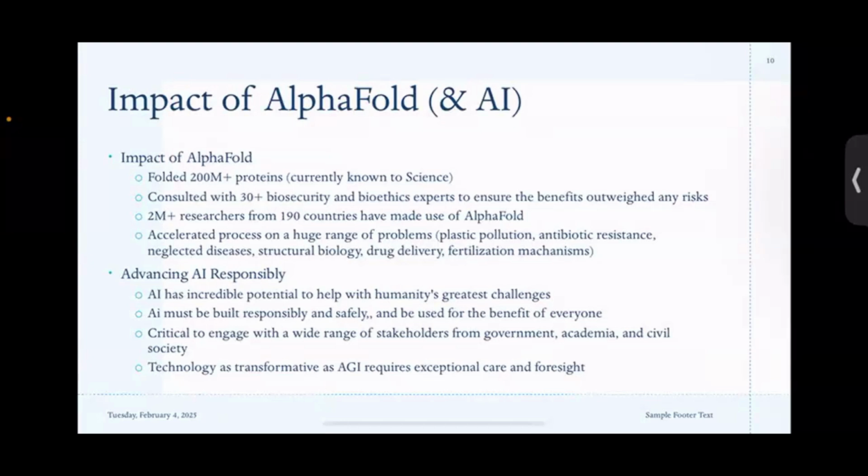Demis also highlighted criteria when it comes to advancing AI responsibly, and they include: AI has incredible potential to help with humanity's greatest challenges. AI must be built responsibly and safely and be used for the benefit of everyone. It is critical to engage with a wide range of stakeholders from government, academia, and civil society. Technology as transformative as AGI requires exceptional care.